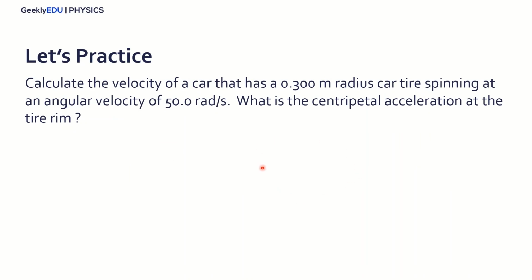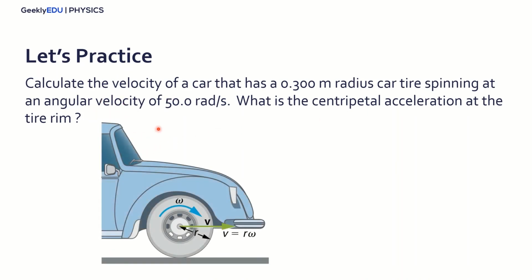Now let's practice a little bit using the concept we've just seen. We want to calculate the velocity of a car that has a 0.3 meters radius tire that's spinning at an angular velocity of 50 radians per second. What is the centripetal acceleration at the tire rim also? So we want the velocity of the car and the centripetal acceleration at the tire rim.